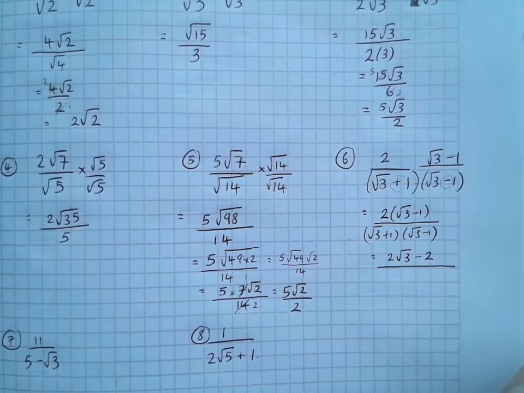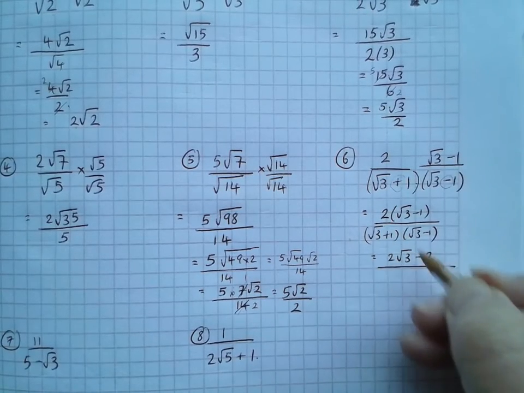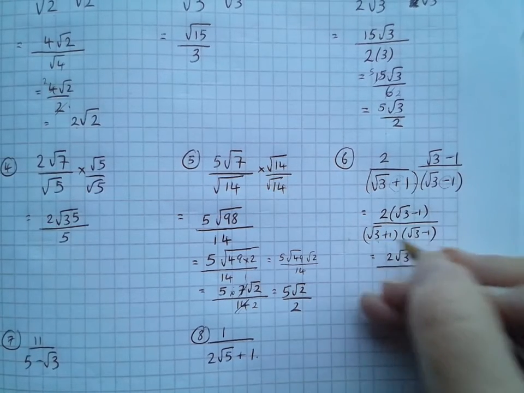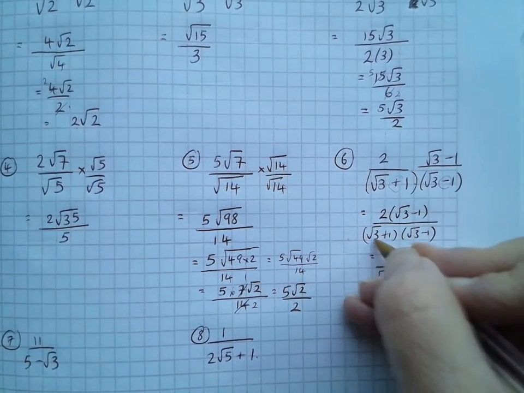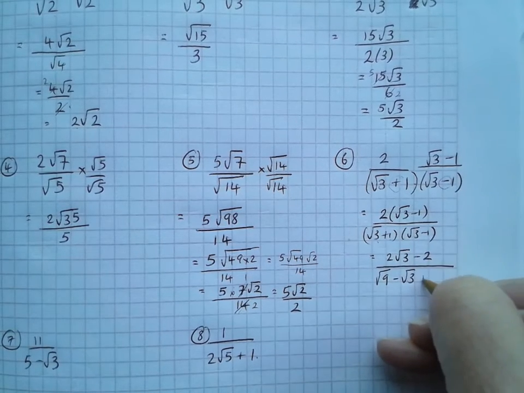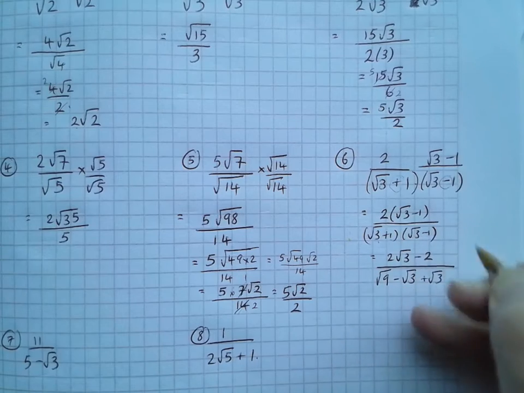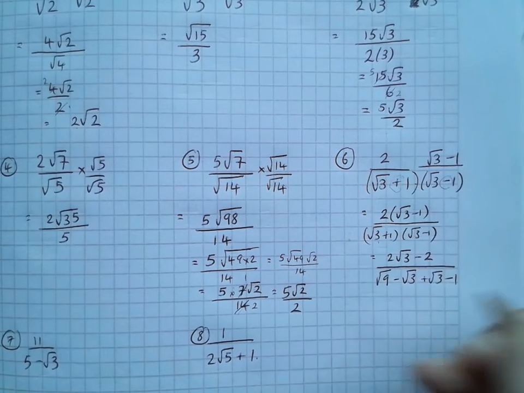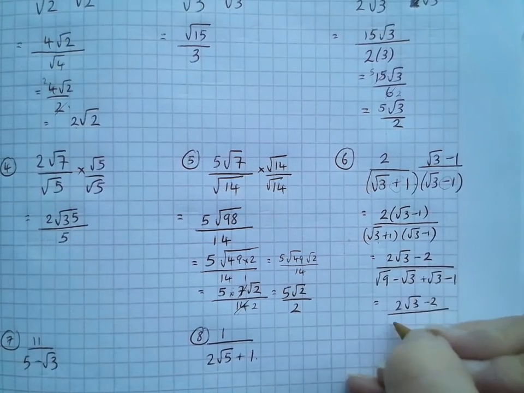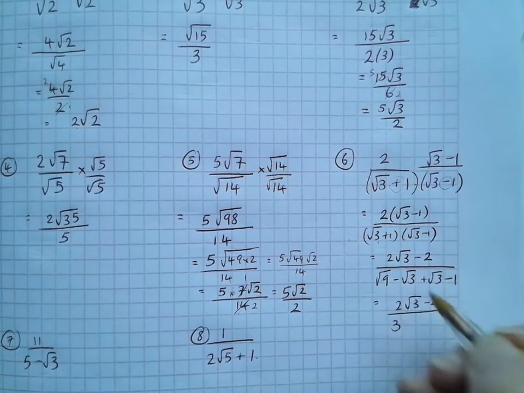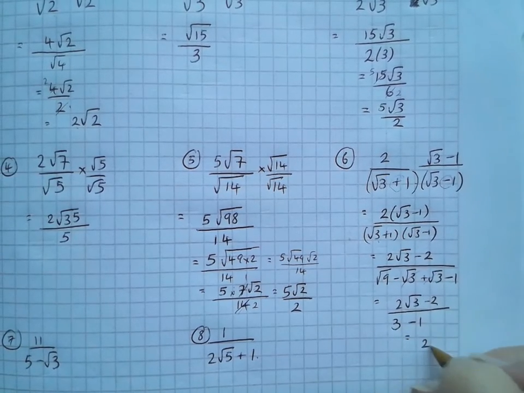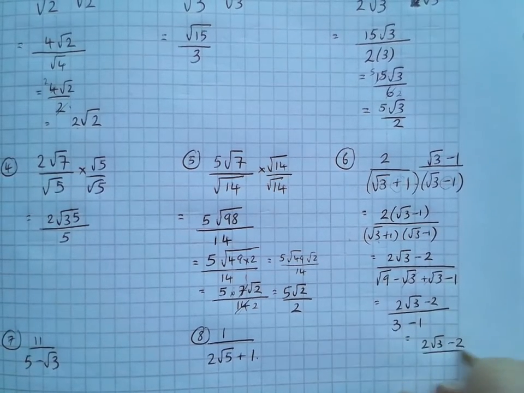Now, okay, I'll do it completely here, but we're going to skip this next step in the next example. Okay, root 3 by root 3 is root 9. Root 3 by minus 1 is minus root 3. Plus 1 by root 3 is plus root 3. And plus 1 by minus 1 is minus 1. So what we have is 2 root 3 minus 2 over 3, because root 9 is 3. Those go out, minus 1. So I have 2 root 3 minus 2 over 2.